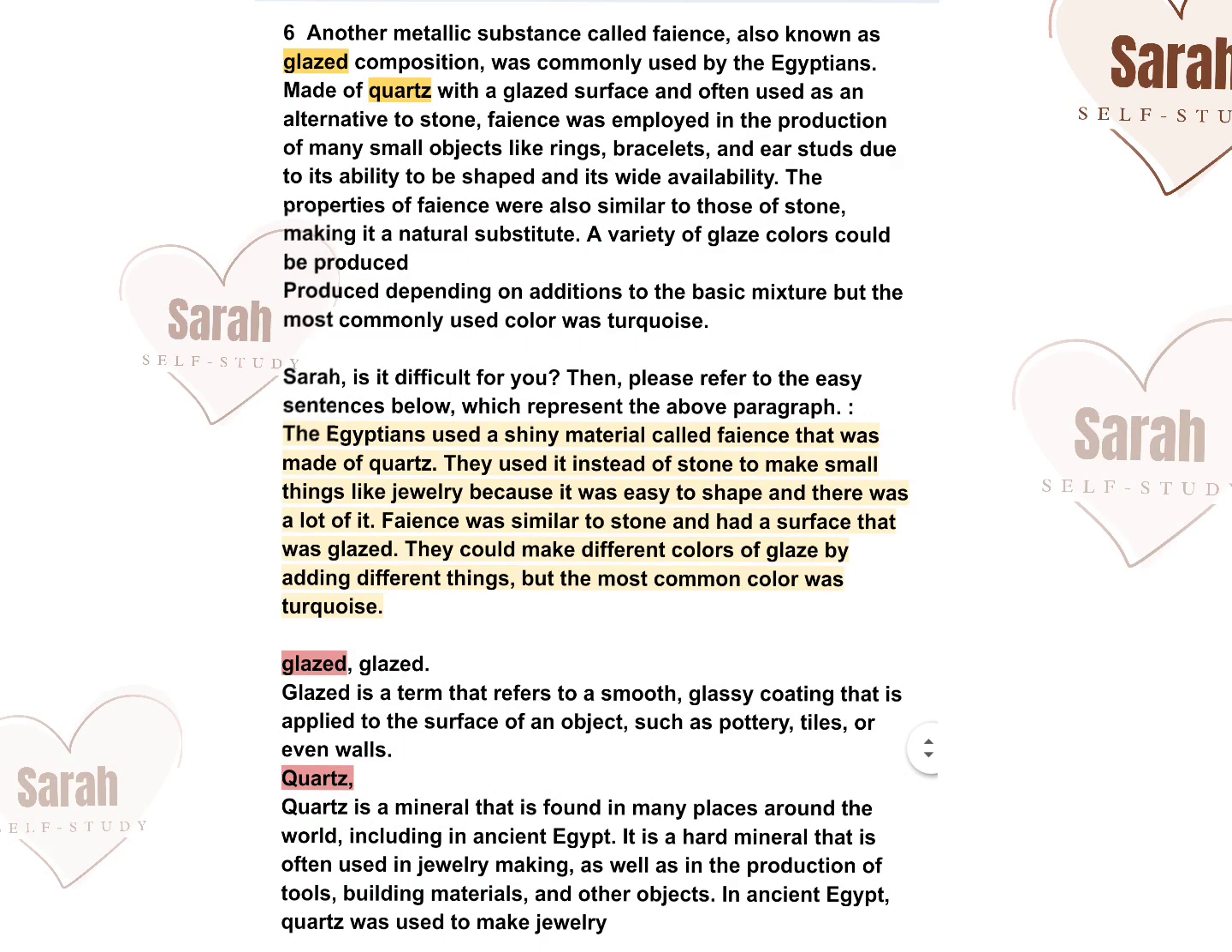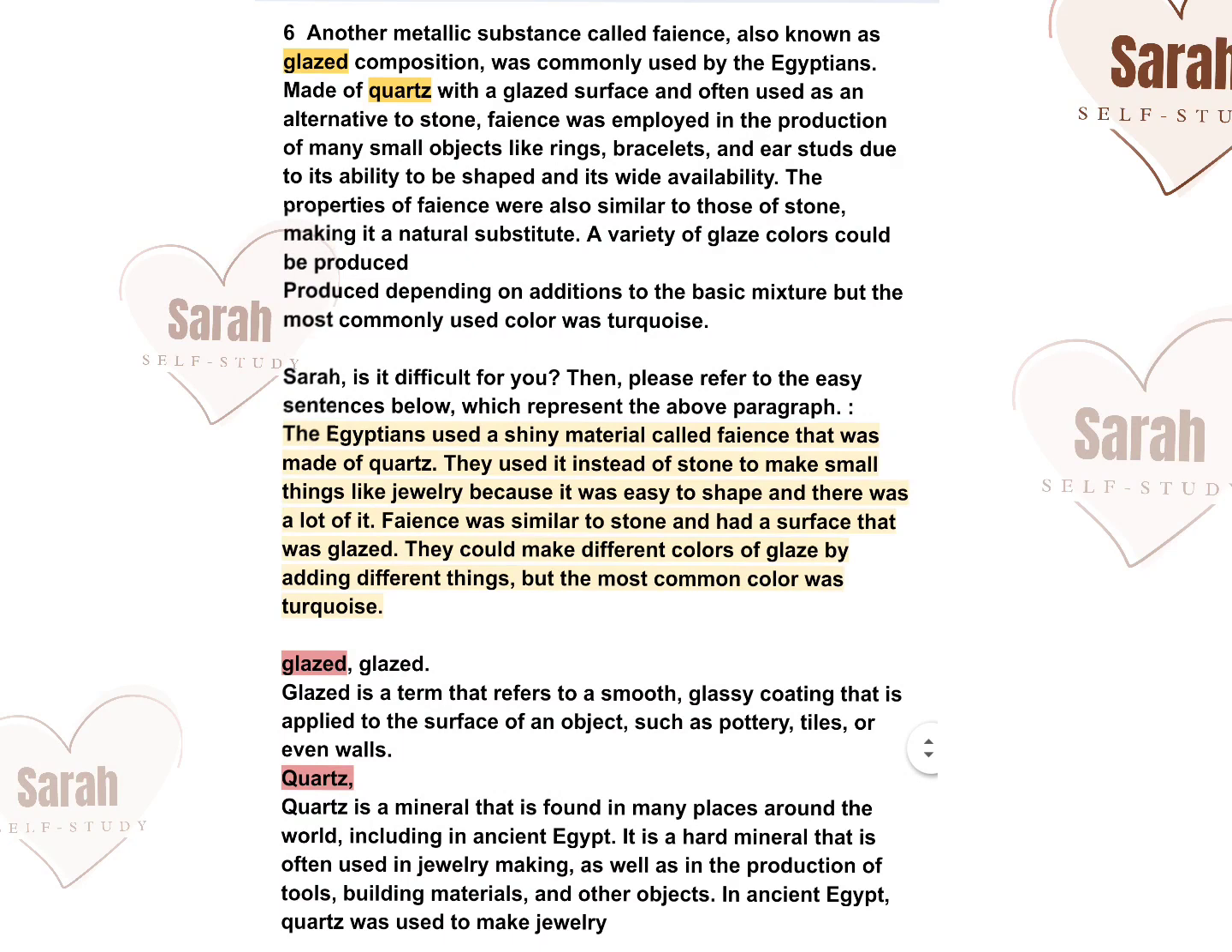Hey Sarah, don't forget to keep this vocabulary in your brain pocket. Glazed. Glazed is a term that refers to a smooth, glassy coating that is applied to the surface of an object, such as pottery, tiles, or even walls.